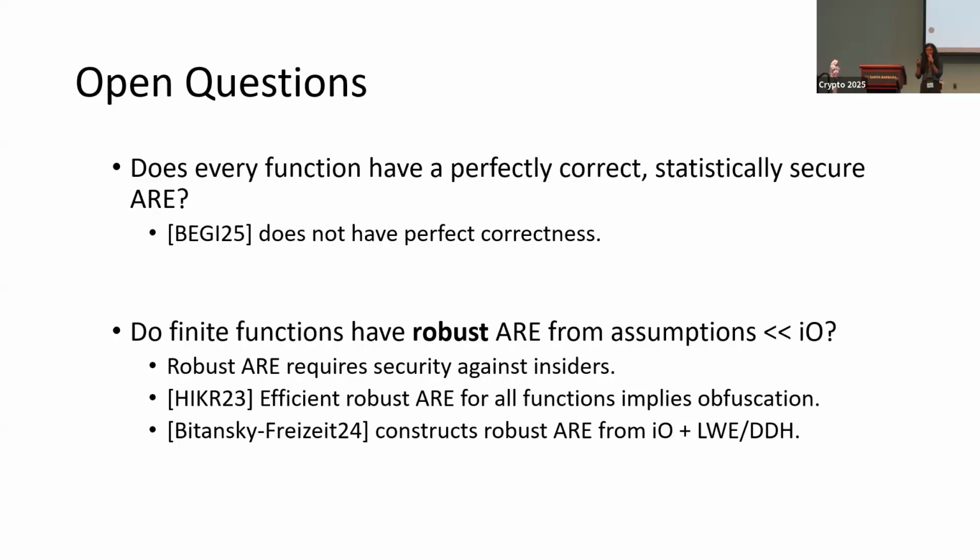So the first one is, does every function have a perfectly correct statistically secure ARE? Because our recent result, BEGI, does not have perfect correctness. And there are still remaining questions in the robust ARE setting, which I didn't really talk about today. So here we require security against insiders. And what's known from HIKR is that efficient, robust ARE implies obfuscation. And Bitansky and Freze also have a construction of robust ARE for all functions from IO, assuming either LWE or DDH. But if we look at a little bit simpler class of functions, particularly functions with a finite domain, we want to know whether we can construct robust ARE from assumptions weaker than IO. Thank you.